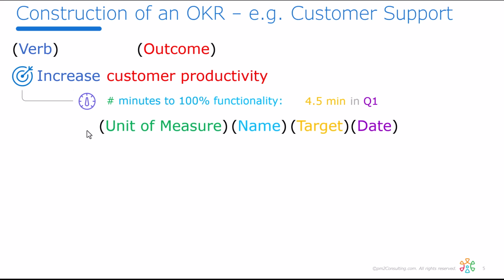So in this case, the key result that we're going to use is number of minutes until we get them 100% functional. Now, always start off with a unit of measure symbol, a $, hash mark, percentage, because that forces you to be specific about the key result. What are you measuring? The target that we're looking for and the date. So in this case, we're looking to solve problems in 4.5 minutes in Q1. So that's an objective and a key result.